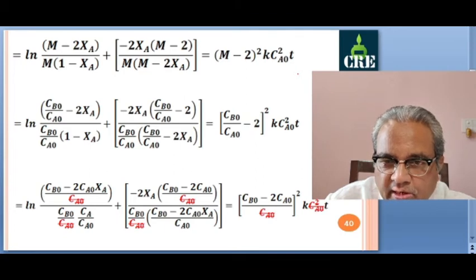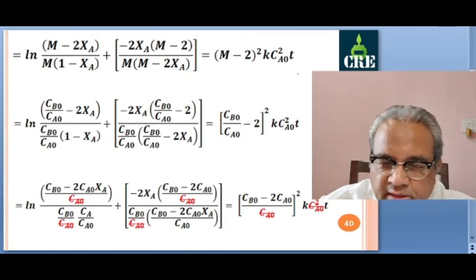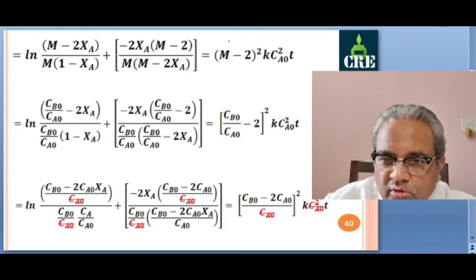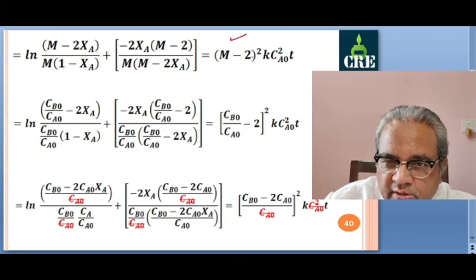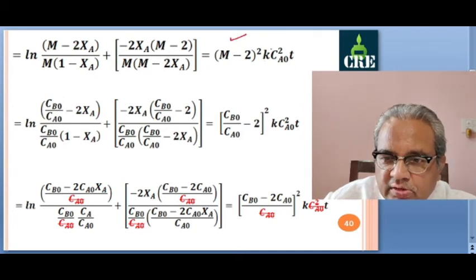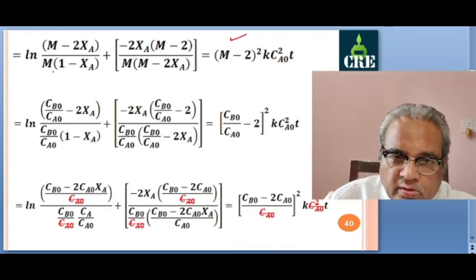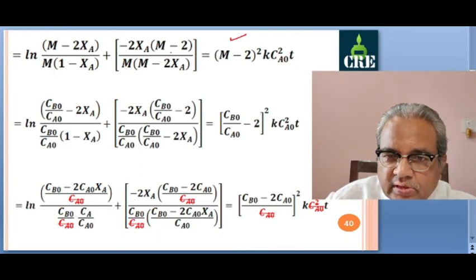M minus 2 whole square I have transferred from the left hand side. On the left hand side it was in the denominator, so on the right hand side when I transfer it, it goes to the numerator. So m minus 2 whole square into k ca0 square into t. So this is the final expression in terms of conversion and time.